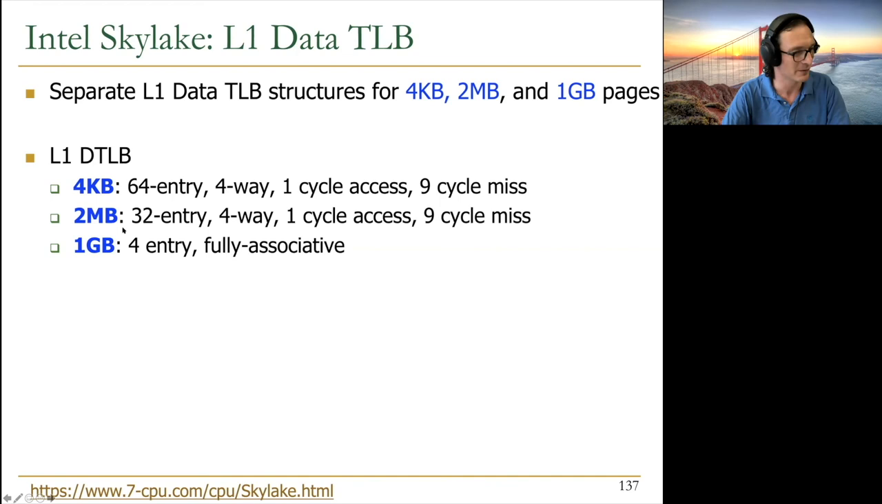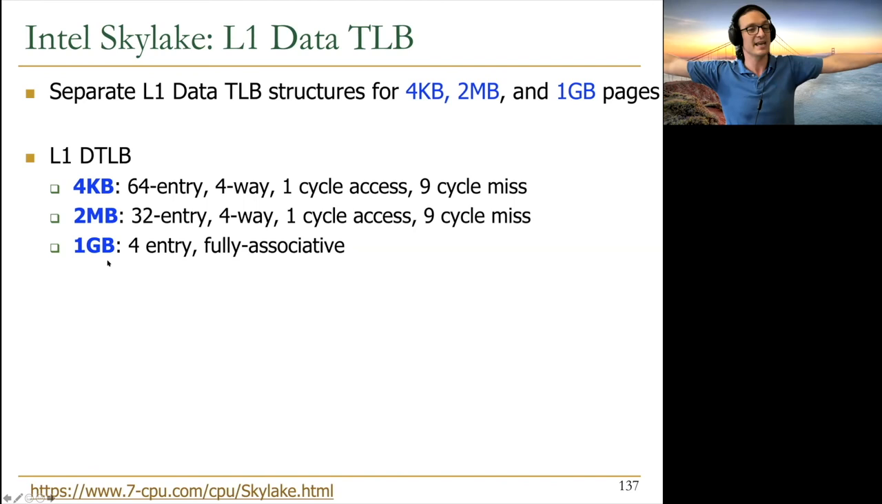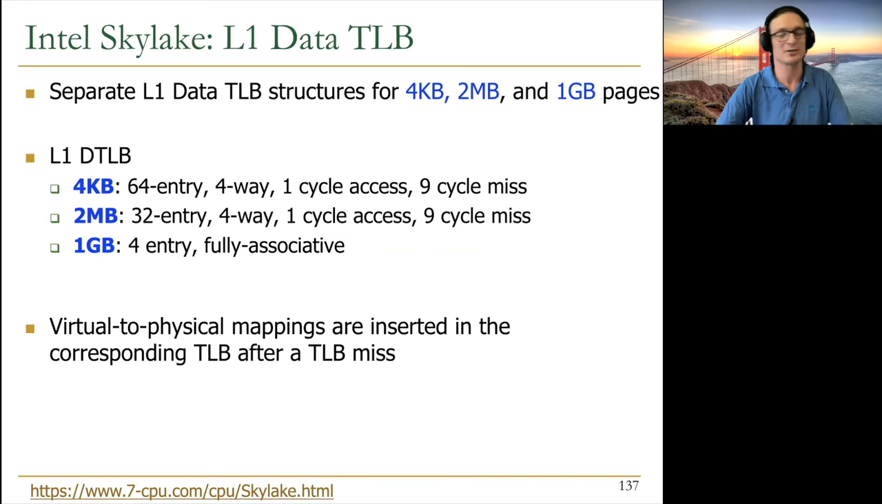So this TLB is actually quite powerful. Even though it has fewer entries, it's very powerful because it really spans a 4 gigabyte portion of the physical memory. Okay, virtual memory, I should say, but also physical memory, if you think about it from that perspective, right? And virtual to physical mappings are inserted into the corresponding TLB after a TLB miss, clearly. And during a translation request, all three L1 TLBs are looked up in parallel.